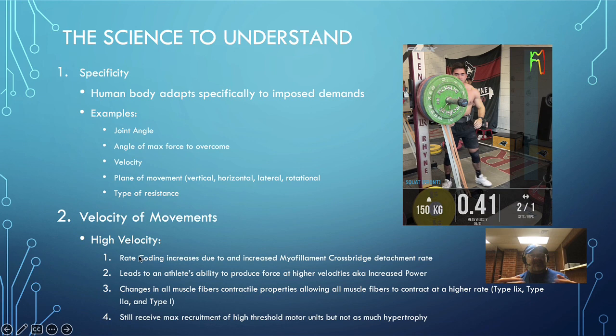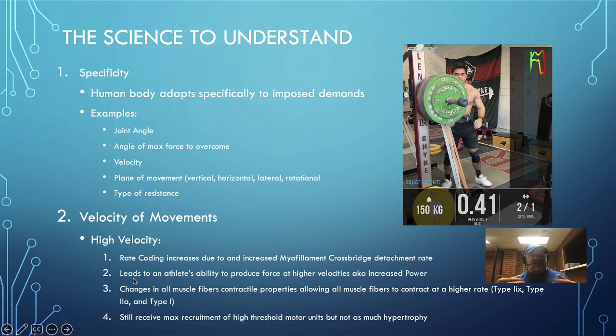So you're going to really improve rate coding, increases due to an increased myofilament cross bridge detachment rate. So what it's trying to do, the CNS is trying to send a signal to the muscles for the cross bridges to actually take place, because the detachment of those cross bridges is faster. So it's like an adaptation to allow you to produce force under higher velocity. So it leads to more power.